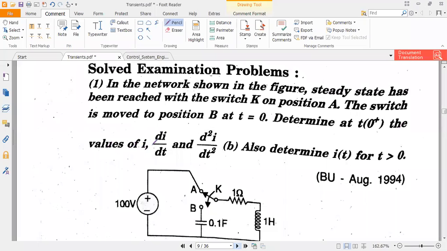So the values of I, di by dt and d square I by dt square, that is, I of 0 plus, d by dt of I of 0 plus and d square by dt square of I of 0 plus, that you have to find. And also determine I of t, that is the response, for t greater than 0, which means at the steady state. So what is the response in the steady state, these things we have to find.